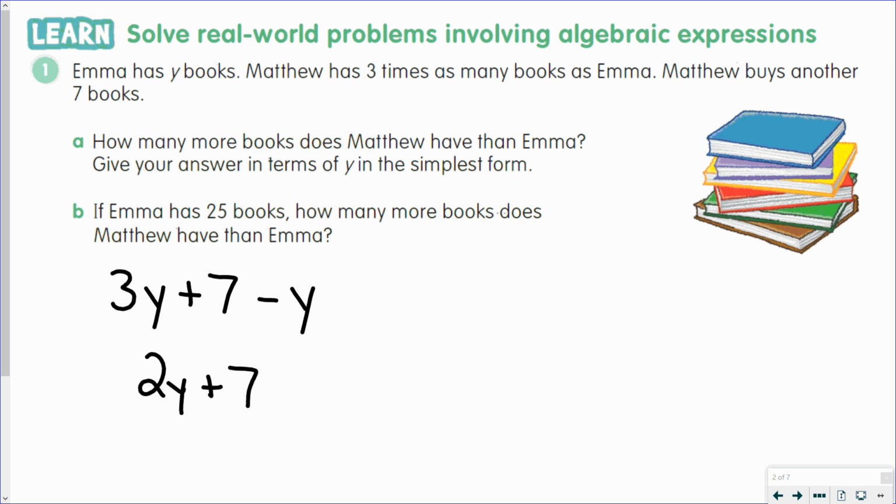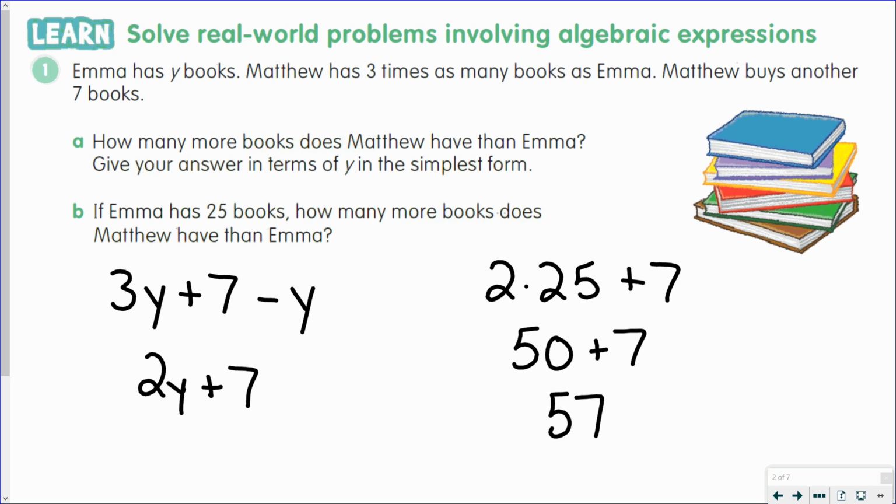So for part B, it says if Emma has 25 books, how many more books does Matthew have than Emma? So now we take our expression of 2y plus 7, and we know that Emma has 25 books. So we're going to start by taking 2 times 25, and then adding 7 to that. So 2 times 25 is 50, and 50 plus 7 is 57.